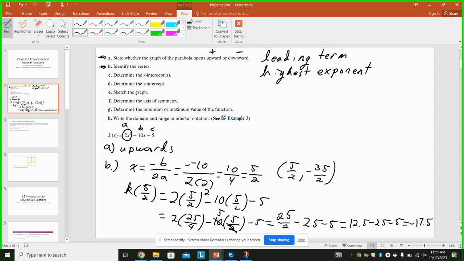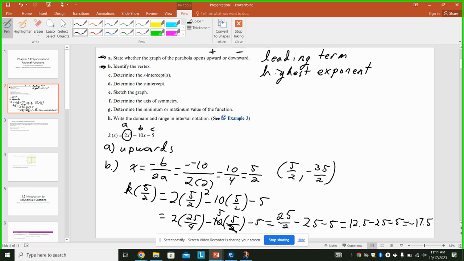All right, so that's how you can do it without completing the square. In my opinion, completing the square is a lot easier in this situation, but you take it as you want. Any questions then on part B?